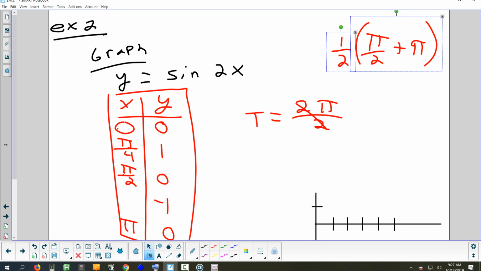Just need some more space. What's the problem inside there if you want to add those up? You want to add pi over 2 and pi together. Yeah. They need the same denominator. They got to have the same denominator. Can you tell me what my common denominator is going to be? Yep. So what I'm going to do is double the bottom, double the top.